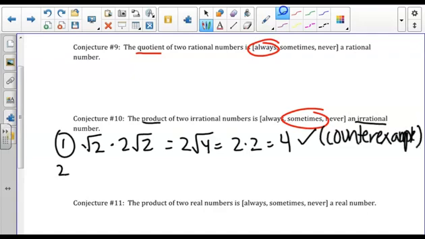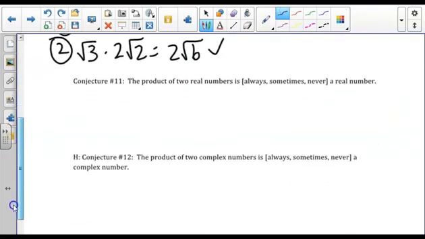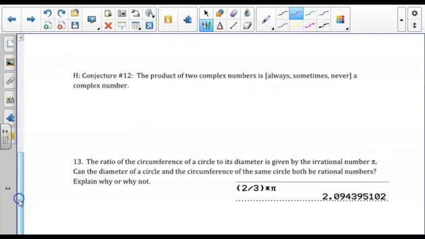But we can provide other examples that prove that it does work in other cases, such as if I take the square root of 3 times 2√2, I will get 2√6, and that is indeed irrational. In conjecture 11, we are now asked if the product of two real numbers is always a real number. And we did several examples. We know that that's always true. And finally, conjecture 12, if the product of two complex numbers is always, sometimes, or never a complex number.